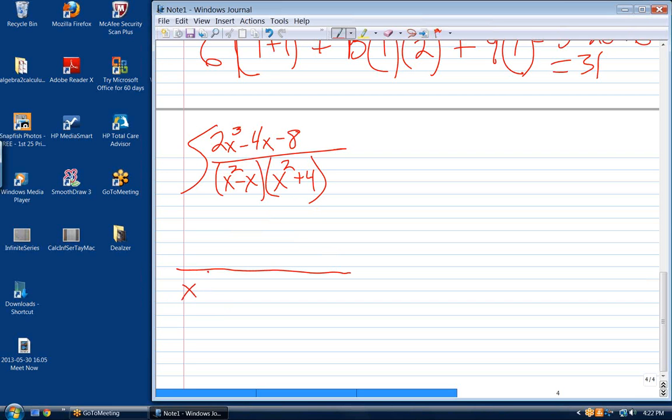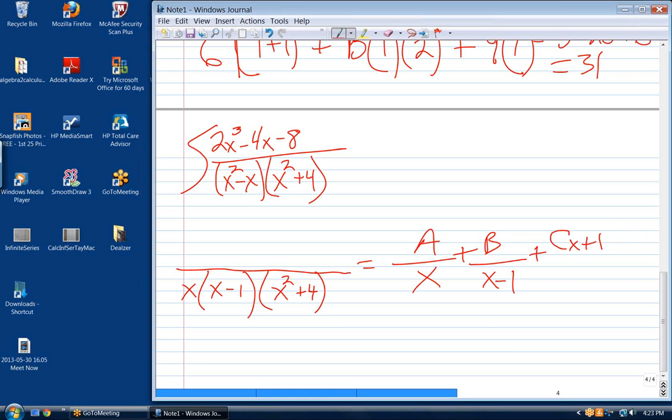This will demonstrate it, I believe. Notice that we can factor that, but we can't factor this. This is an irreducible quadratic, x squared plus 4. Okay, so I need to break it into three terms. I need A over x, B over x minus 1, but then for this, because it's a quadratic, I need Cx plus D over x squared plus 4. Like that.